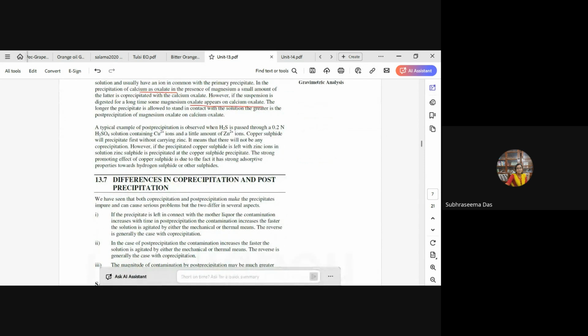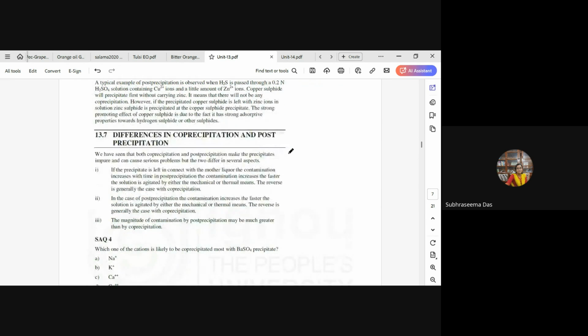Another typical example of a post precipitation reaction is when H2S is passed through 0.2 normal sulfuric acid solution which contains Cu2+ ions and Zn2+ ions. The copper sulfide will first precipitate without carrying any zinc, which means there will be no co-precipitation. However, if the precipitated copper sulfide is left with zinc ions in the solution, then zinc sulfide is precipitated on the copper sulfide precipitate. So this is called the post precipitation reaction.